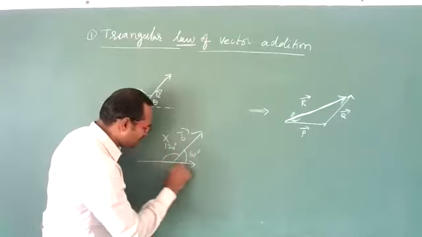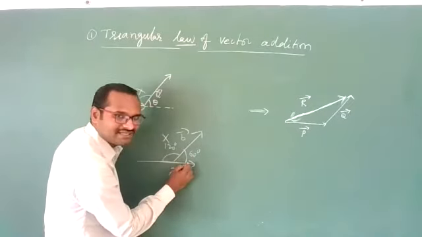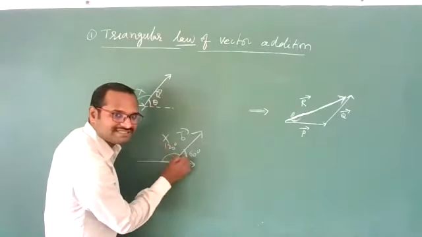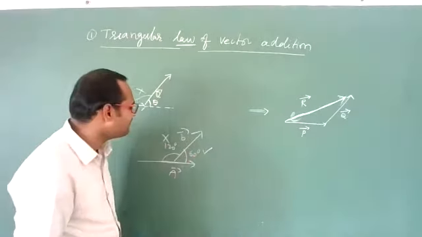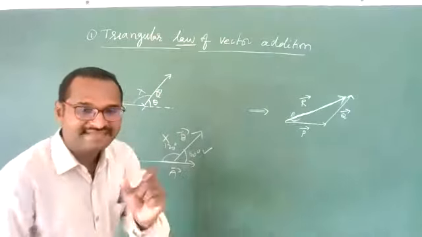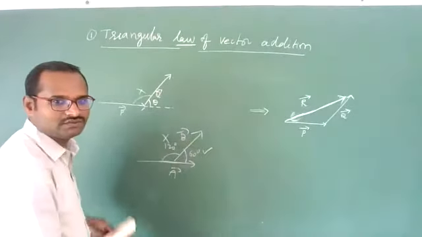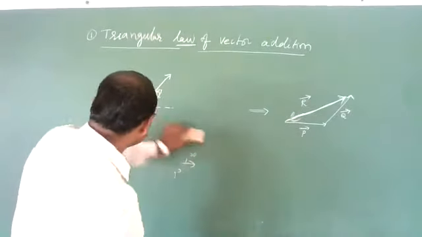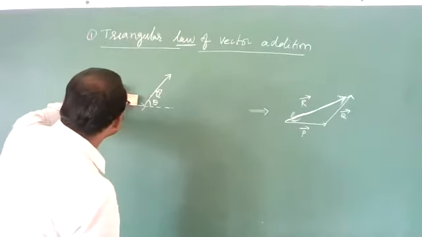60 degrees. The total angle on a straight line is 180 degrees. If you subtract 120 from 180, you will get 60. Yes, 60 degrees is the angle between A bar and B bar vectors. The exterior angle only you take between two vectors. Good. Now this is angle theta.